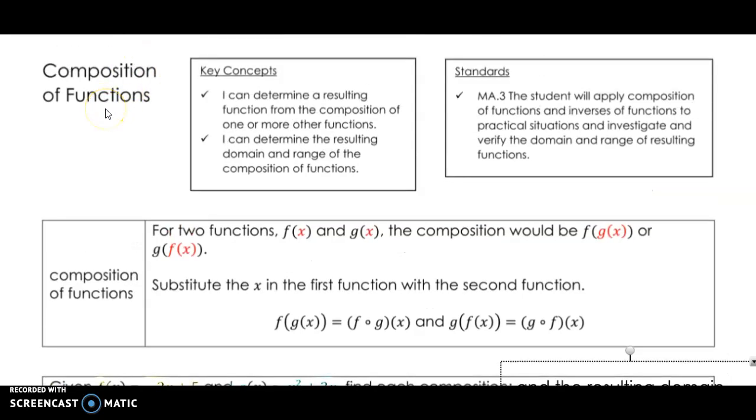So we've been talking about how to combine two or more functions using basic math operators, our addition, subtraction, multiplication, and division. Today we're going to start talking about how to combine functions using what we call a composition. So what we'd like to be able to do by the end of class, next time we meet, is to determine a resulting function from the composition of two functions, or in other words, to compose one function with another, and to determine the resulting domain of those composition of functions.